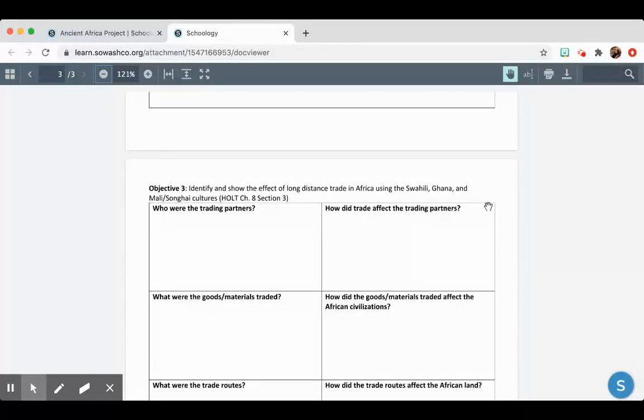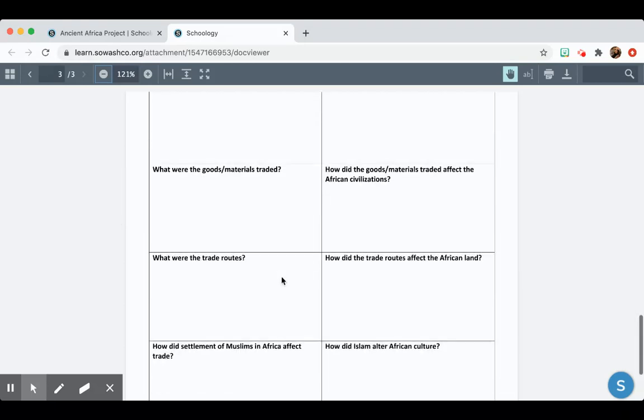Objective number 3 is your final objective, and it is also worth 10 summative points. For objective number 3, you are going to identify and show the effects of long-distance trade in Africa. Okay? When I say long-distance trade, we are talking about trade that exists outside of Africa. You should have already covered internal trade between civilizations in objective number 2. So with objective number 3, we are looking for information about trade that existed outside of Africa with these African civilizations.